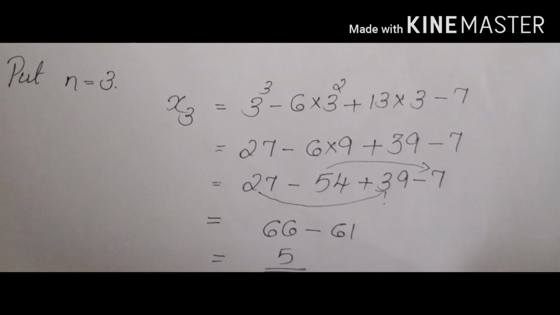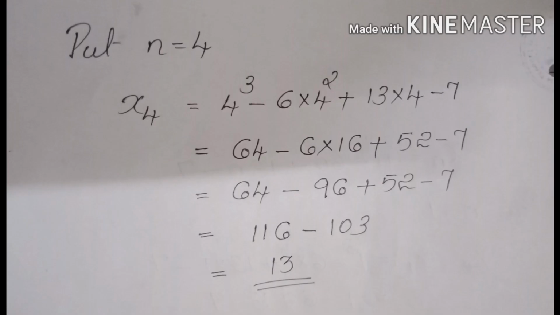Now we have to find the fourth term. So for that put n equal to 4. So x4 equal to 4 cube minus 6 into 4 square plus 13 into 4 minus 7. 4 cube means 4 into 4 into 4. So answer is 64. 64 minus 6 into 16. That is 4 square 16. Plus 52 minus 7, that is equal to 64 minus 96 plus 52 minus 7. Here also we are taking positive terms first. So 64 plus 52, answer 116, that minus 103 equal to 13. That is the fourth term.